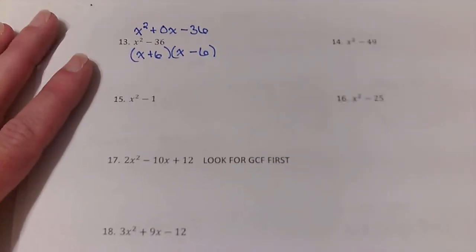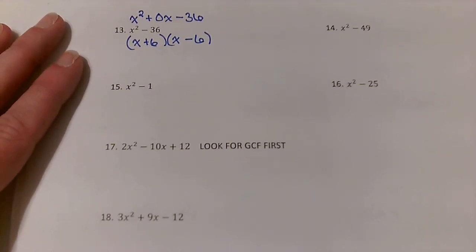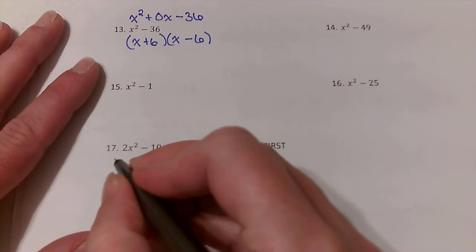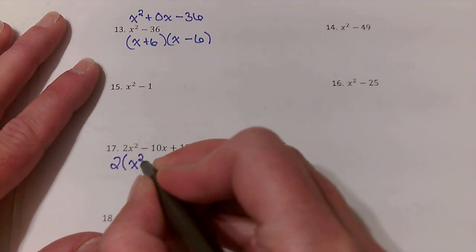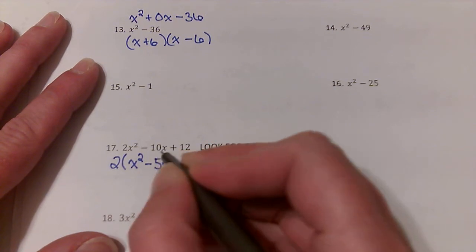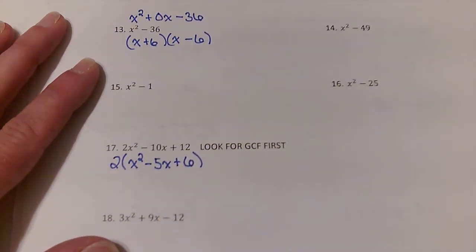What about 17? There's a hint to the side. Look for a greatest common factor first. Okay, so that's going back to that first page. Do we have anything in common that I could divide out of each of those terms? Well, they all are multiples of 2. So this would have to be an x squared. That would have to be a negative 5. 2 times negative 5 is negative 10. And this would have to be a 6.